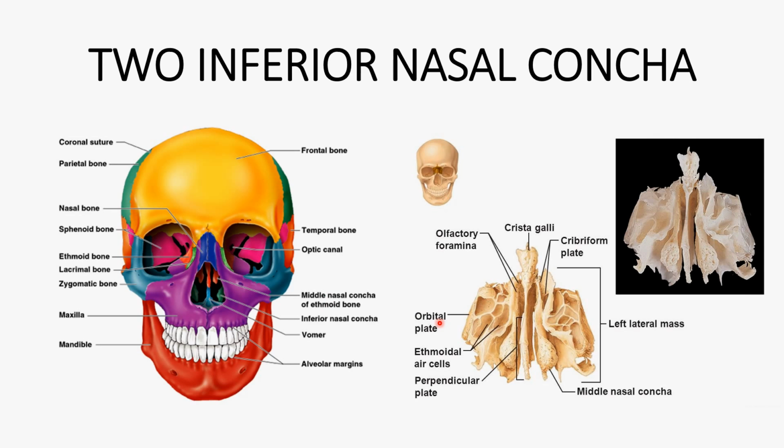I told you, two inferior nasal conchae. You can see here the middle nasal concha and inferior nasal concha. We have two nasal conchae. These are small bones which are articulated with the perpendicular plate of the nasal septum in the nasal cavity.